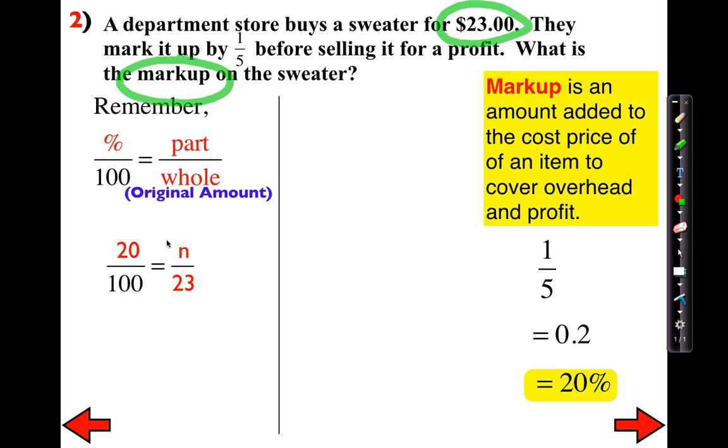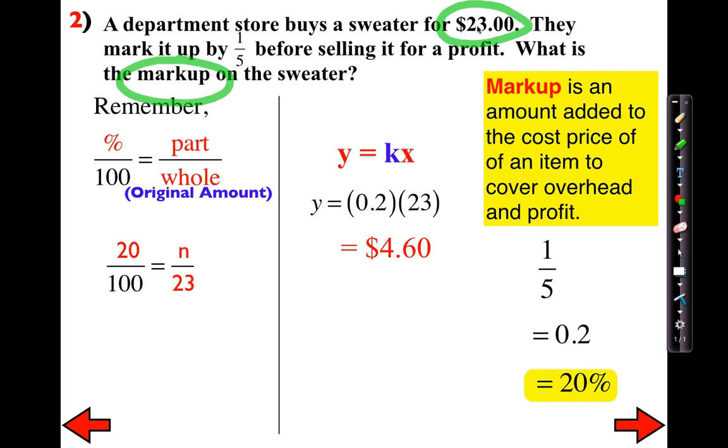Or you can use an equation, y equals kx. Y is the new price. We don't know the new price, so we're just going to leave it as y. But we know k is the percent, which we're going to call 0.2. And we're going to take the 20% of the $23. So 0.2 times 23. When I multiply this out, I get that y equals $4.60.